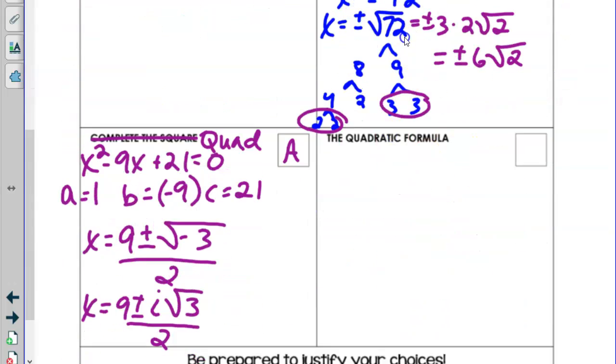So this is B. So x squared plus 6x minus 15 equals 0. So go ahead and do the quadratic formula with that one.